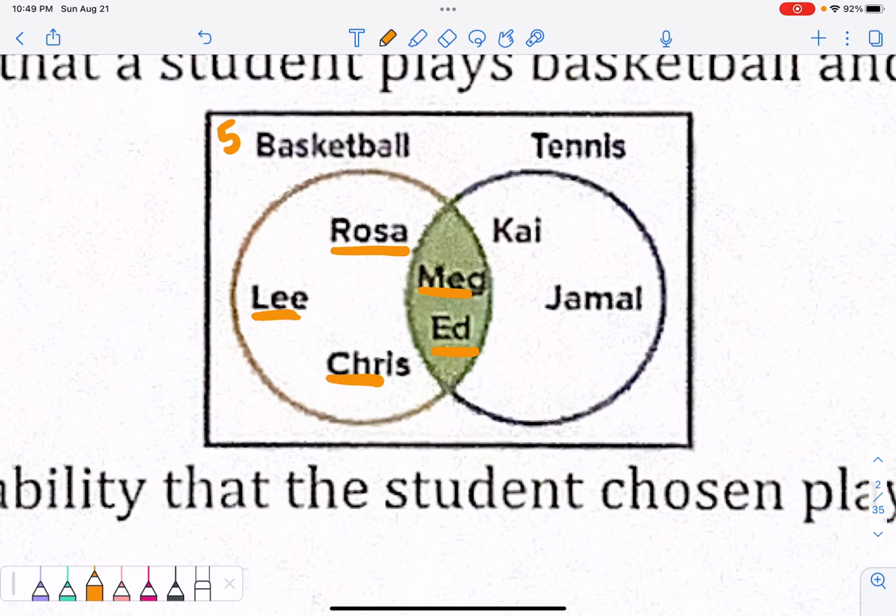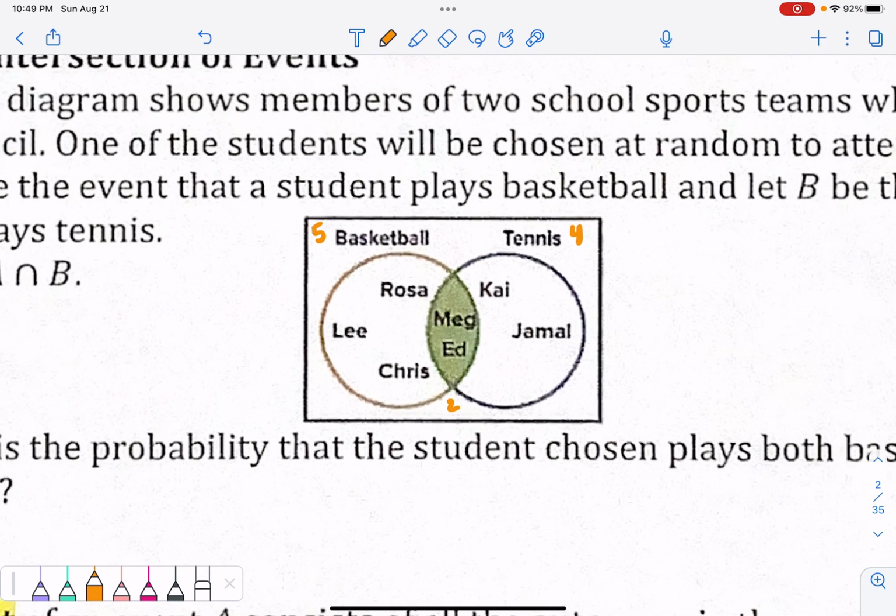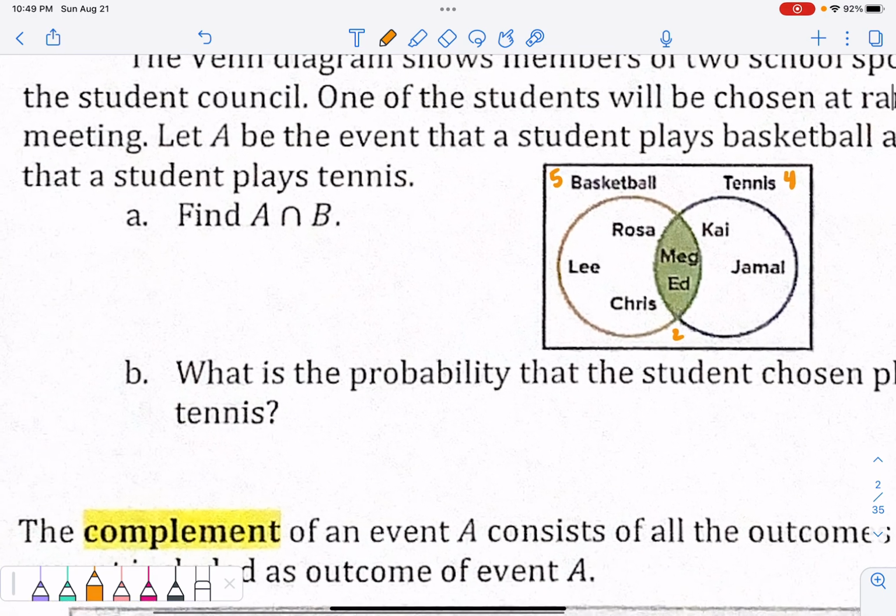Now how many tennis people are there? There are 4: Meg, Ed, Kai, and Jamal. But then how many people are playing both basketball and tennis? Just Meg and Ed. There's 2 people that are in that intersection. So that's how this thing is set up.